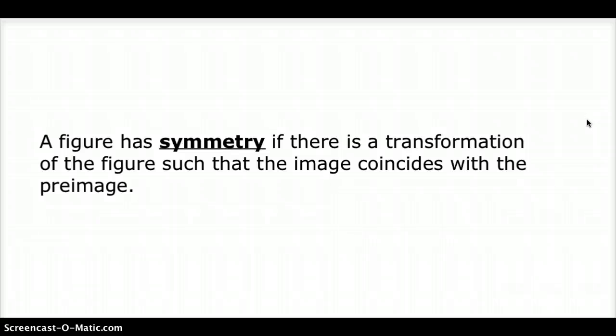We say that a figure has symmetry if there is a transformation of the figure such that the image coincides with the pre-image. Remember this word coincides. It's kind of like the word coincidence. In other words, if we do a transformation on this, maybe a reflection, maybe a rotation, and it's a coincidence, it's the exact same image as we originally had. That's what we're looking for, where the image coincides with the pre-image.